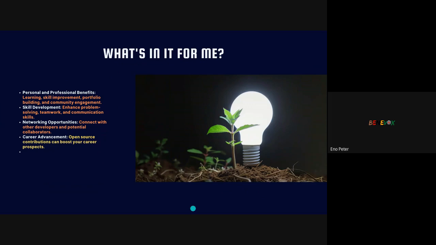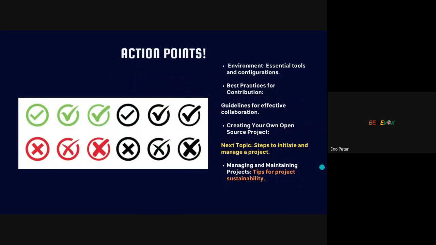Next slide. So, action points. Well, you need the tools to be able to contribute. And the great thing is that a lot of those tools are also open source. GitHub is free to use and work with. Git is open source. VS Code, which you need to write the code, is also open source.